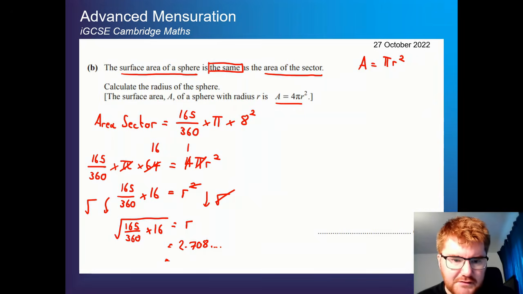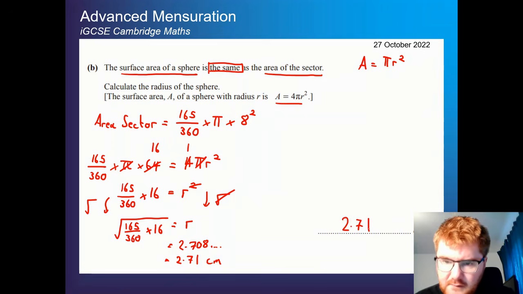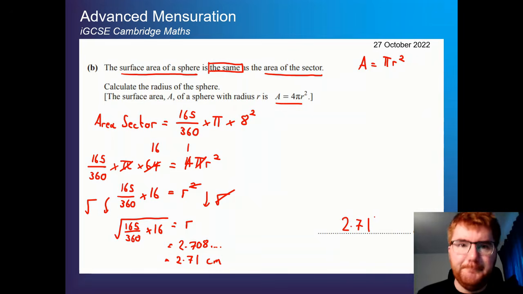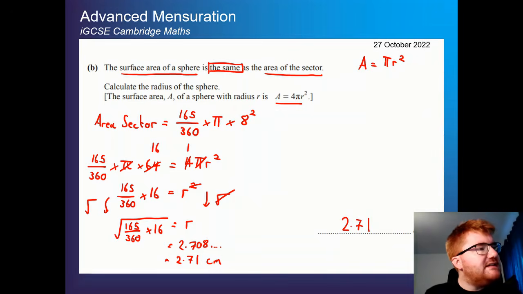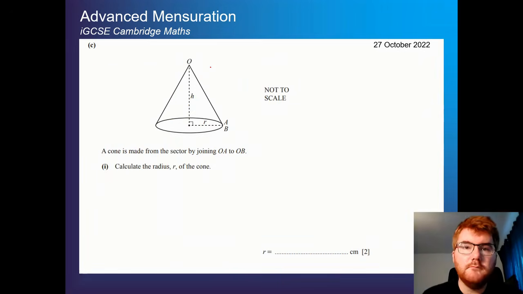In this case, I'll round to 2.71 centimeters for our 4 marks here. So far, so reasonably normal. This is maybe a little bit trickier with the algebra. Notice part C here is when it gets quite difficult. Okay, and on to question C, which is where it gets slightly trickier.